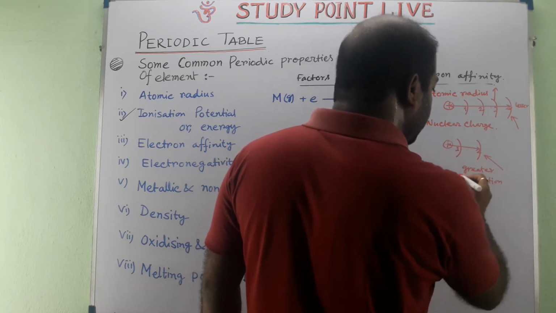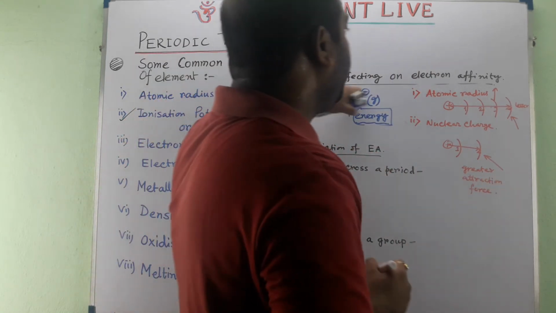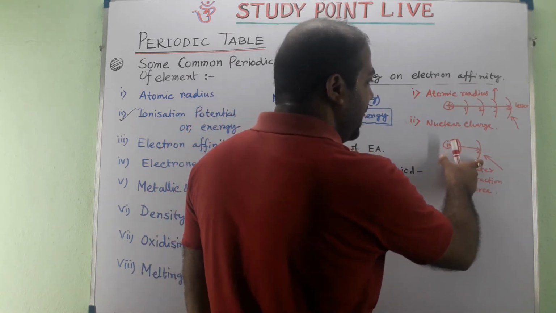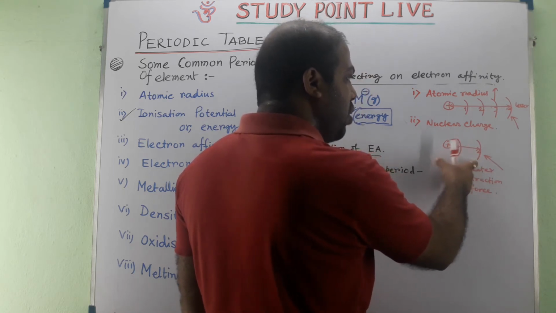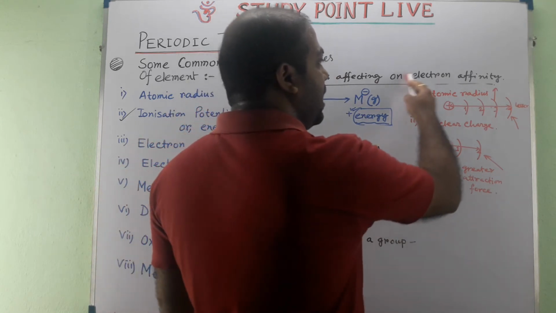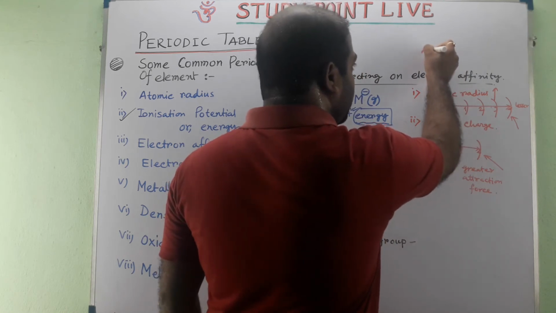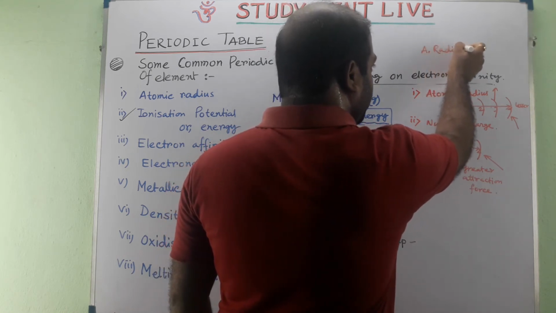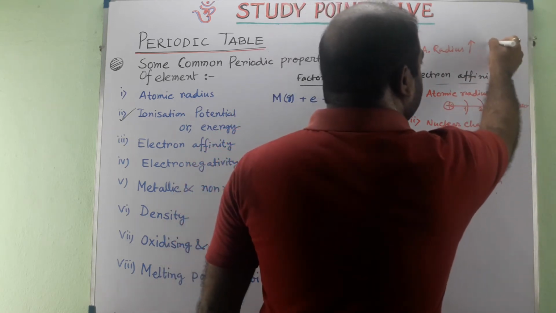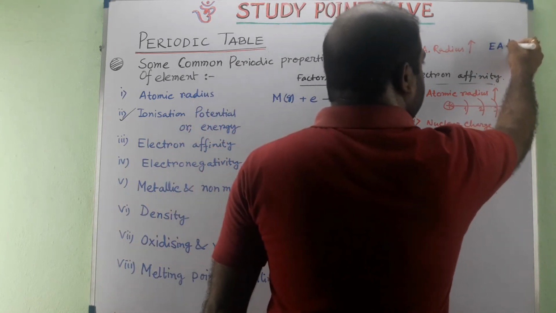So we conclude that the electron affinity of an element increases if the atomic radius is smaller. If the atomic radius is greater, then the electron affinity will decrease. So when the atomic radius increases, the electron affinity of that element decreases.